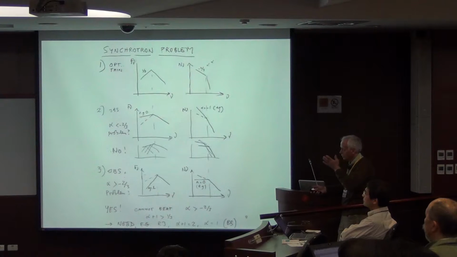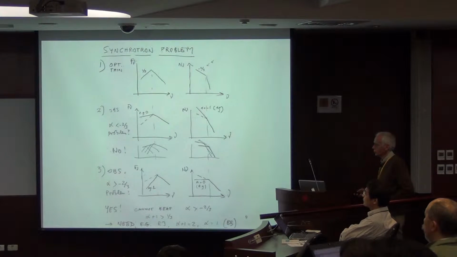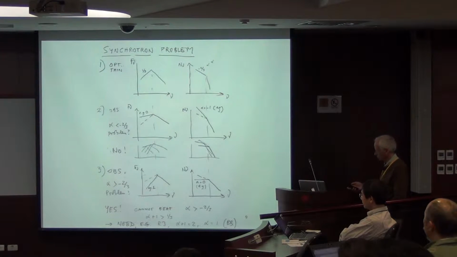So that is a problem, and it is a major problem of the synchrotron interpretation for the prompt emission. You don't find this problem in the afterglow, but you find it in the gamma ray prompt spectrum.